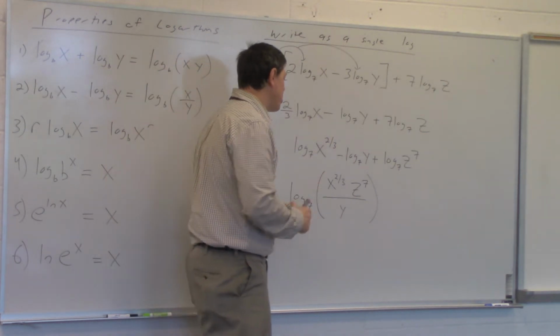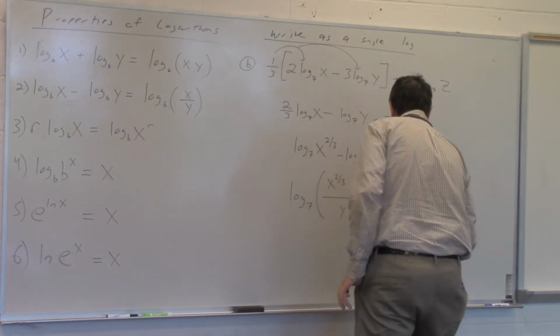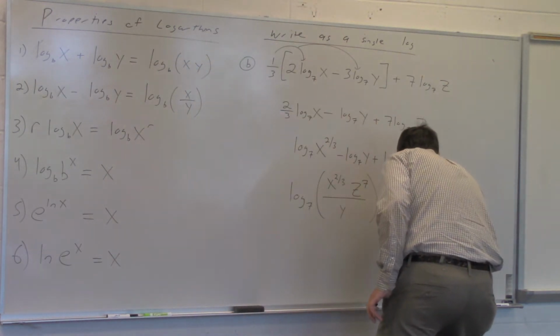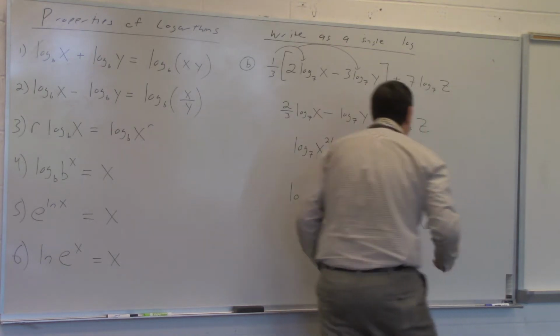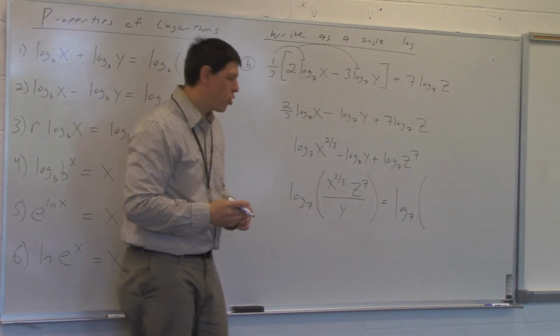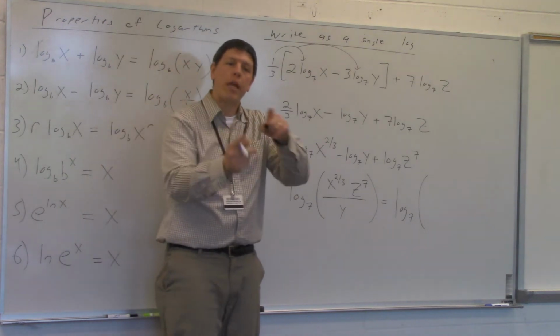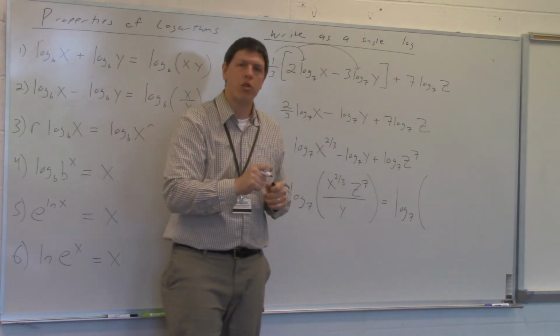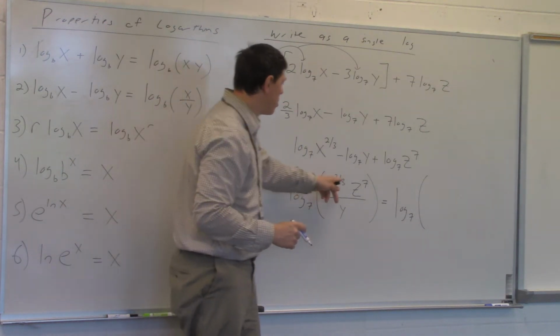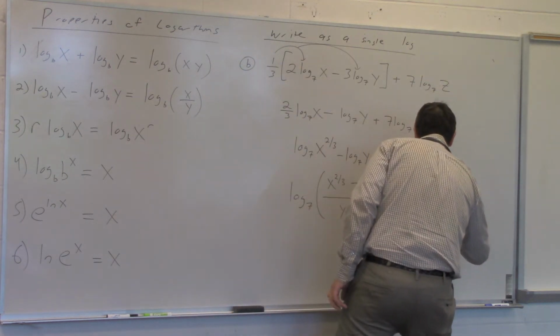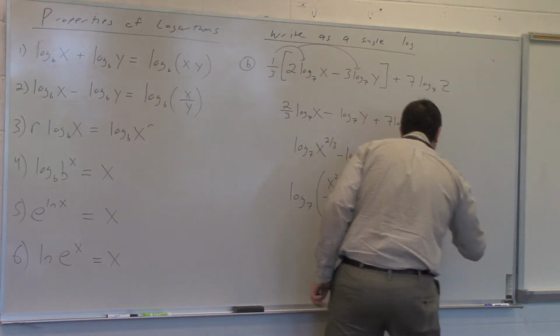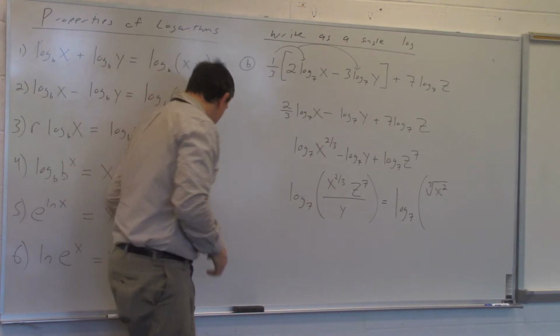Instead of having x to the 2/3, it's still going to be log 7. And again, every time from now on we see fractional exponents, we need to make sure that we can convert them back into rational and radical expressions. So this is going to be the 3rd root of x squared.